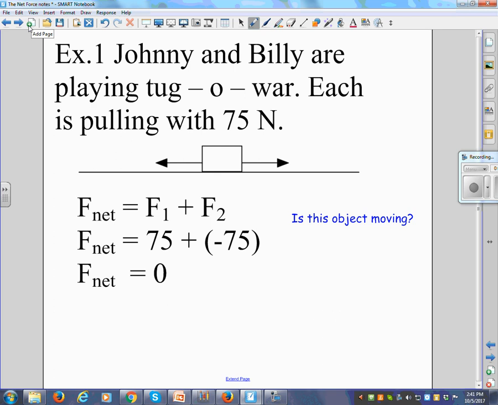Okay, so, for example, two young boys, Johnny and Billy, are playing tug of war. Each is pulling with 75 newtons. They're pretty strong little kids. One is 75 to the right, one is 75 to the left. The net force is 0, right? 75 minus 75.